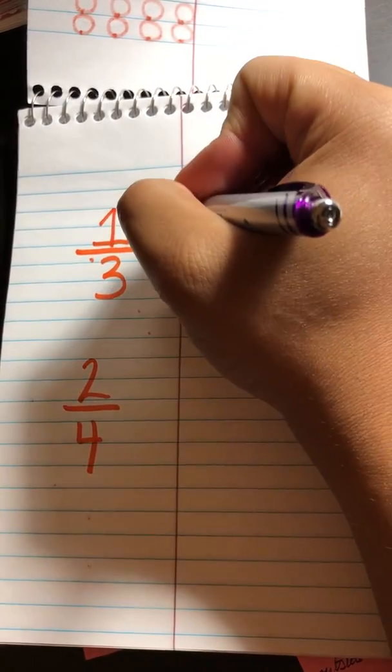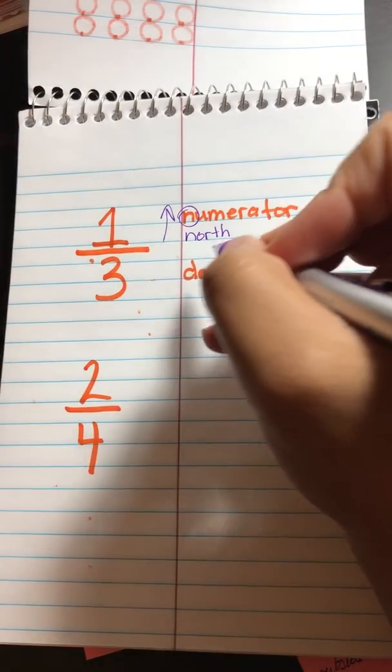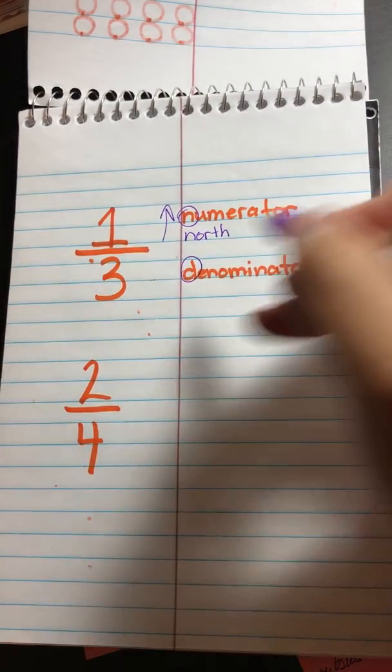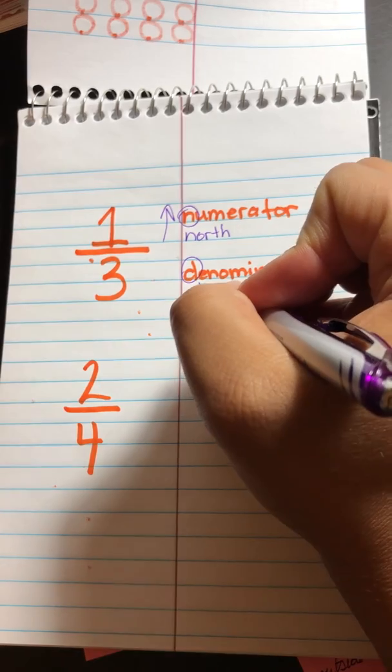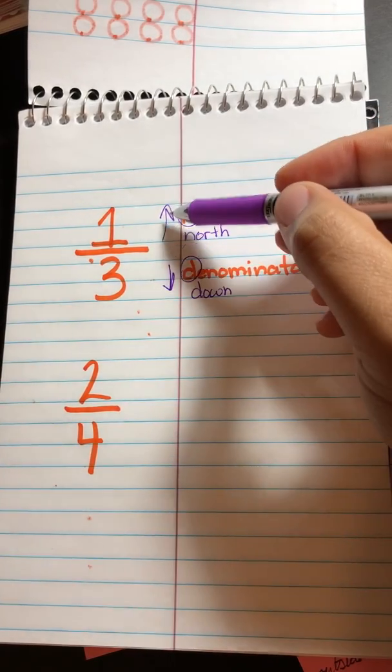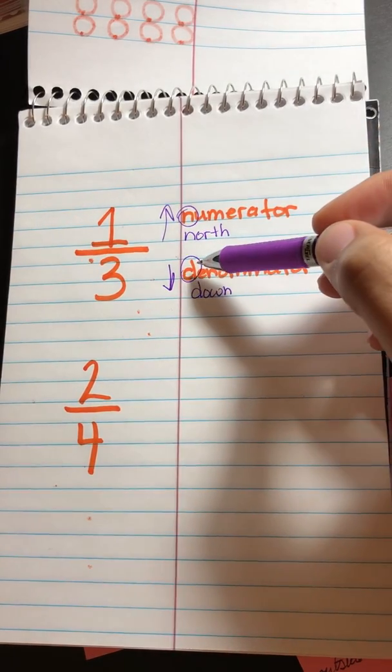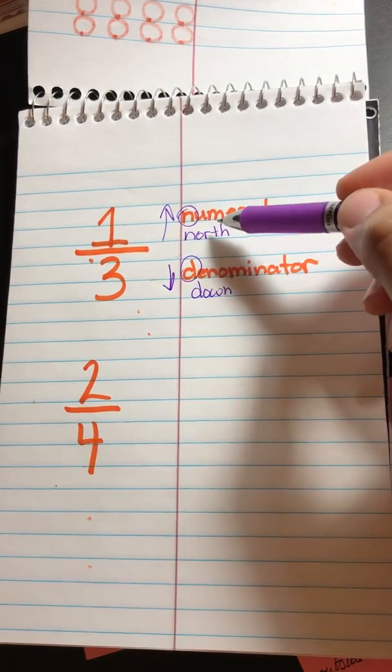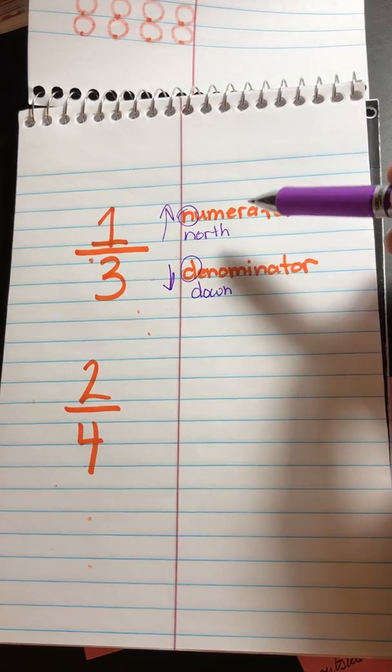And for most of us, north is up. Denominator starts with a D, just like the word down. So one way to think about numerators and denominators is that the numerator is the north number and the denominator is the down number. So what do these two different numbers represent?